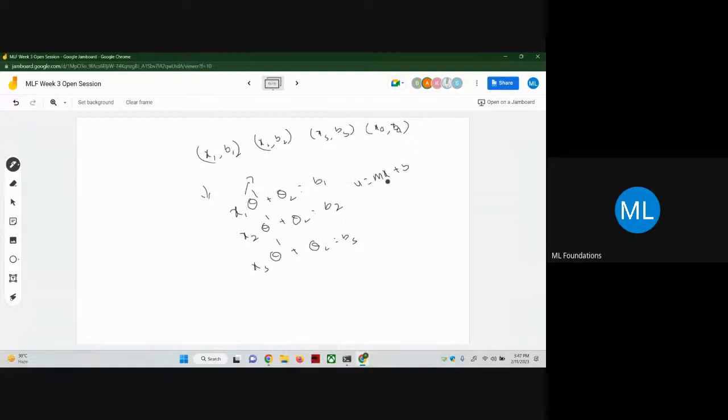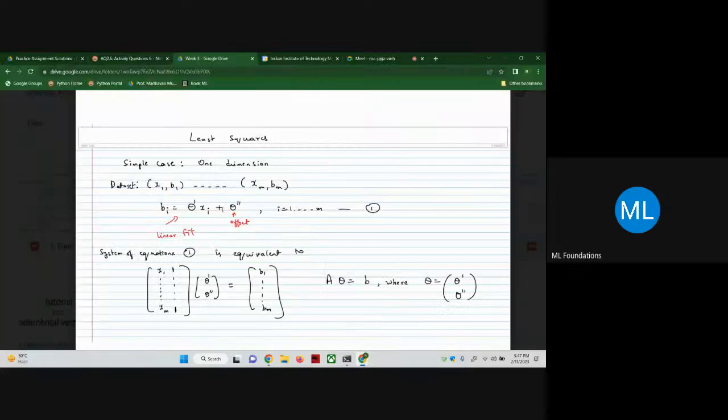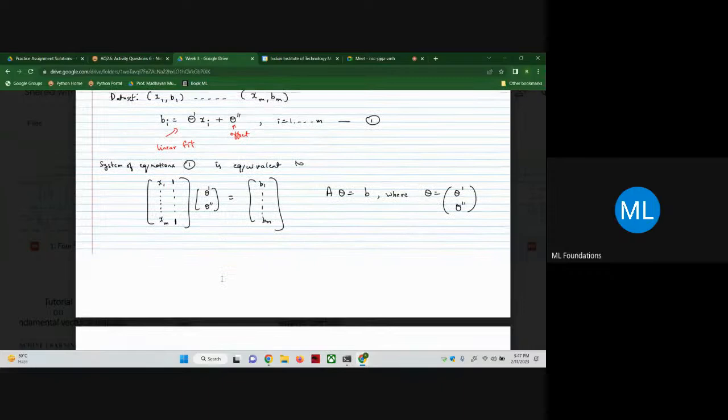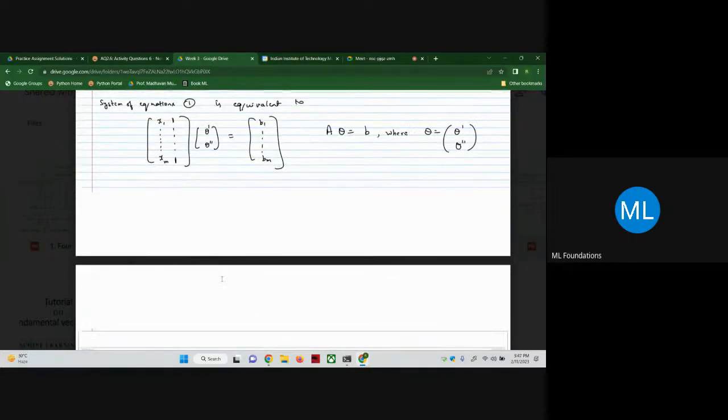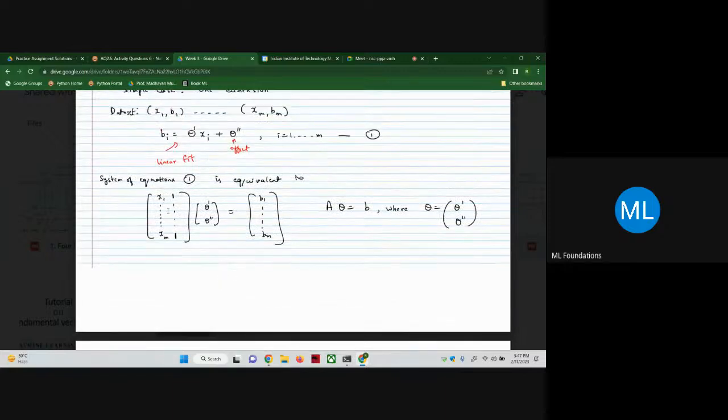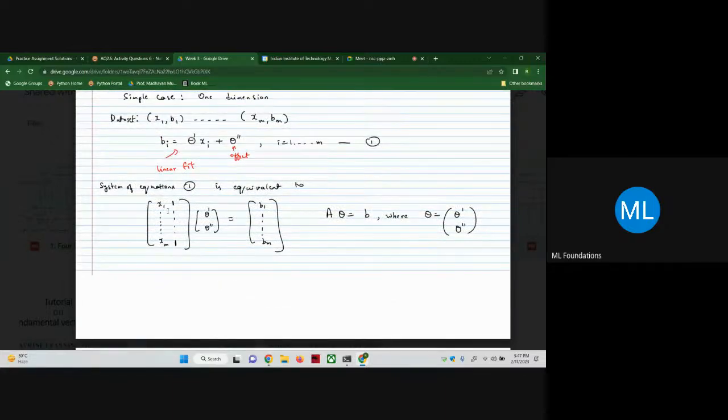Where this m is the theta 1 and this b, this constant, is theta 2. Okay, so given a set of points, we want to find a line such that it will give the least error. If all these points lie exactly on a line, then the error will be 0. But I don't think they'll always lie exactly on a line.